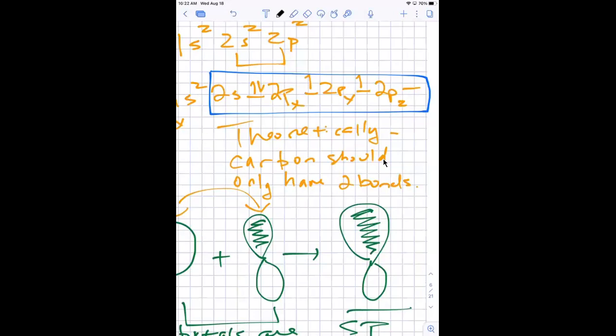So when you add these orbitals together, you can add one S and one P. You can add the S with two P's, or you can add it with all three of them. The number that you add together is going to be the total number of hybrids that you get. So if you add together two atomic orbitals, like take the 2s and the 2px, then you're going to get two hybrids, and then the other two orbitals remain untouched.